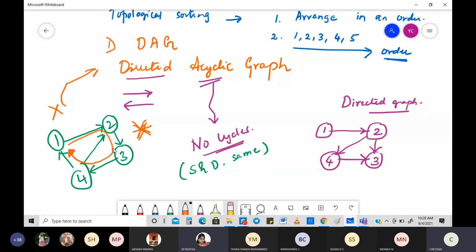What if I start from 1? Is it a cycle? If I start from 1, look into this, okay? I start from 1. Then I go to 2. Then I go to 3. Then I go to 4. Then I go to 2 again. Is it a cycle?